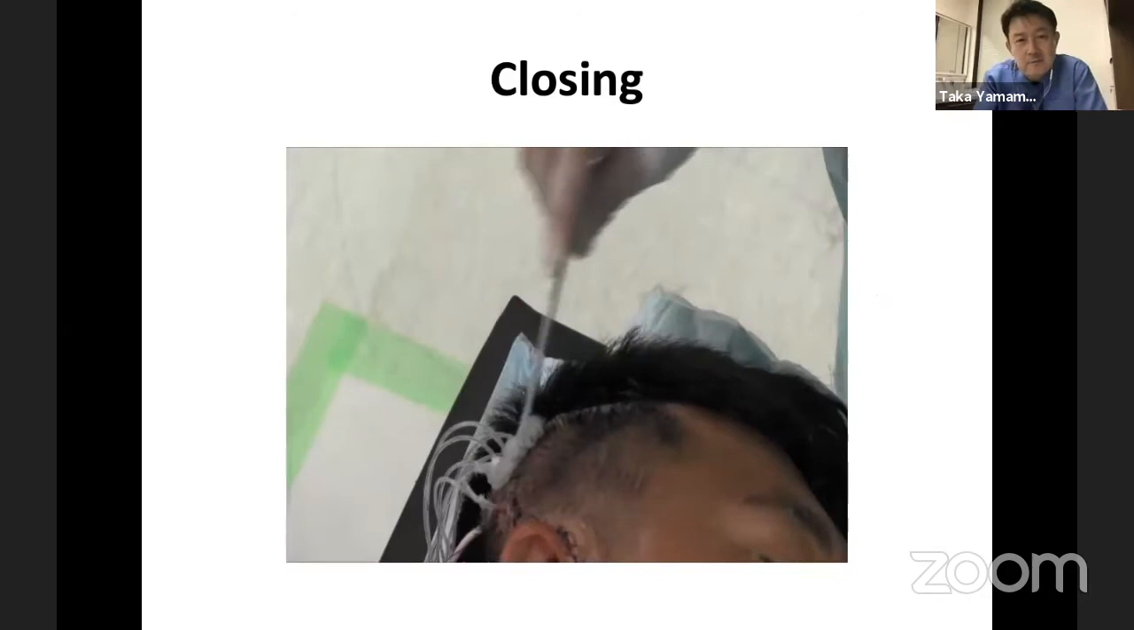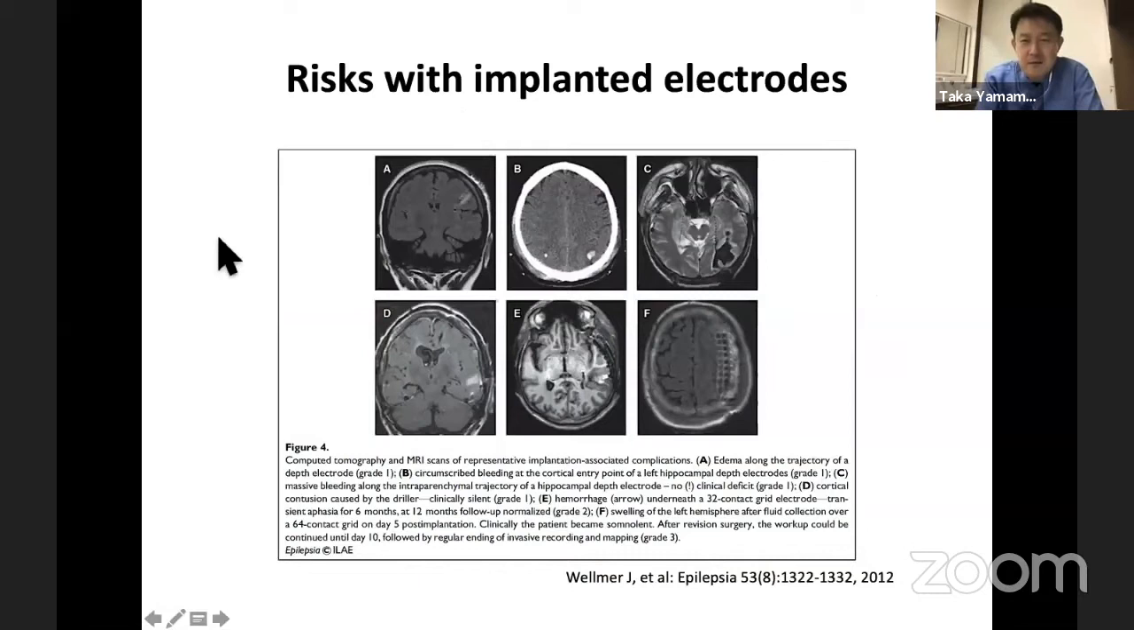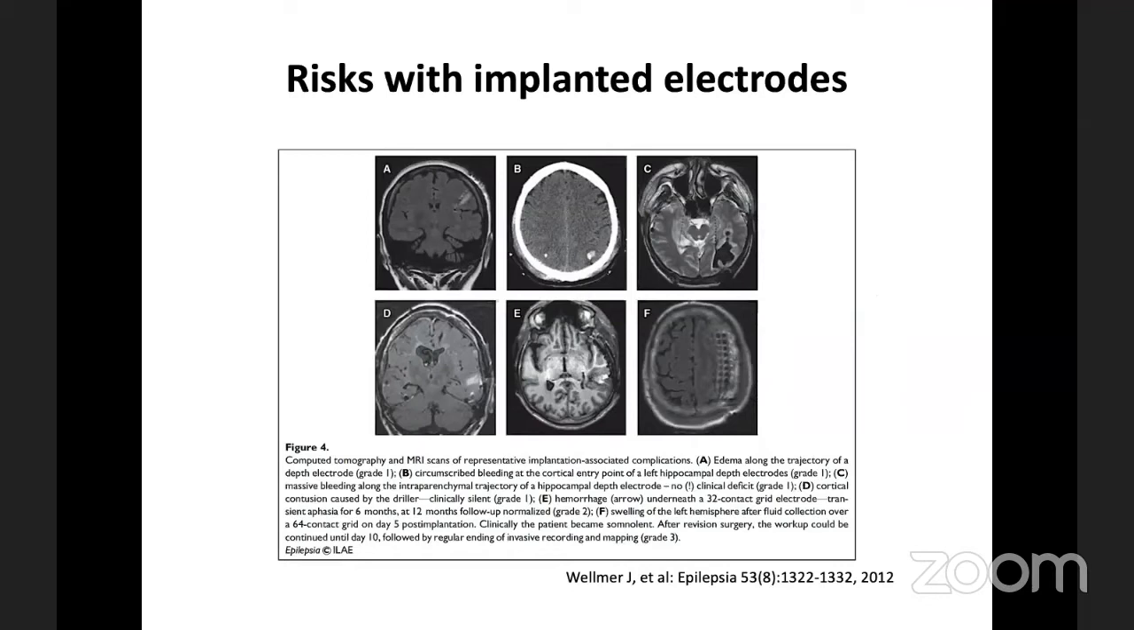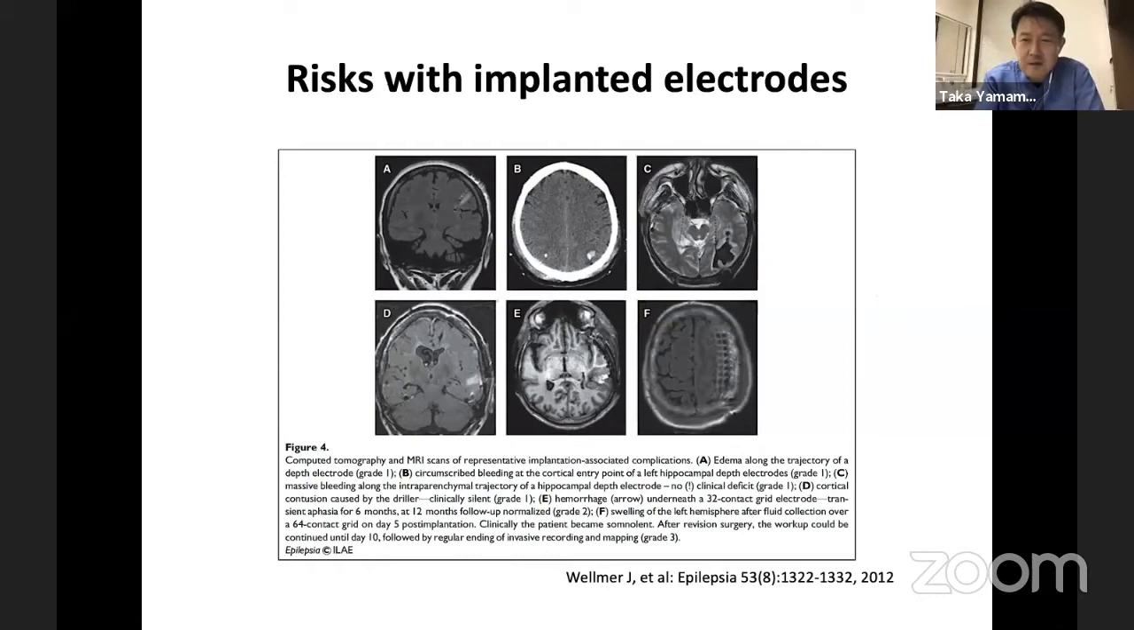Okay, but intracranial electrodes are very risky. So we see this hemorrhage, and also a kind of contusion. And also the grid compressed the large brain and made venous congestion.